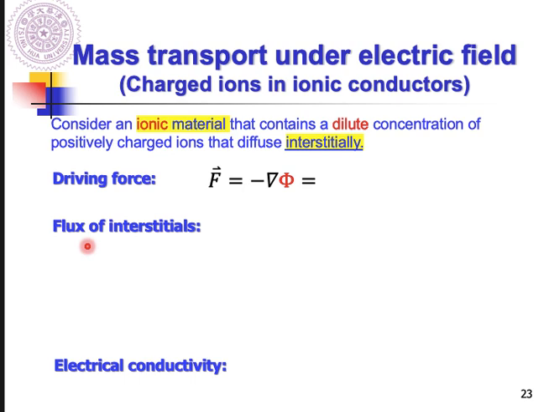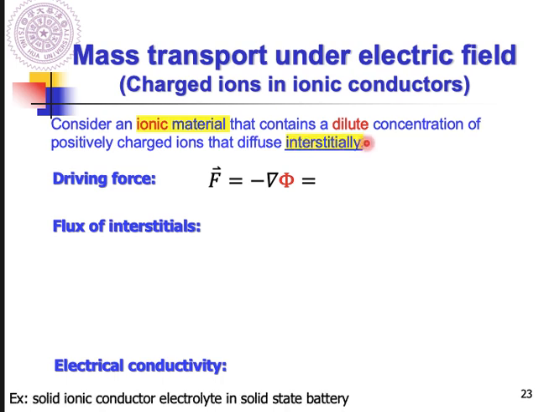Okay, so what we have here, in order to answer what's the effect due to the electromigration, first of all, you need to identify the material system we're going to talk about. So here we talk about the ionic material. We consider we have an ionic material, and inside these materials, they have a dilute concentration of positive charge ions that diffuse interstitially. That means these ions are located at the interstitial sites, and they will diffuse through interstitial sites.